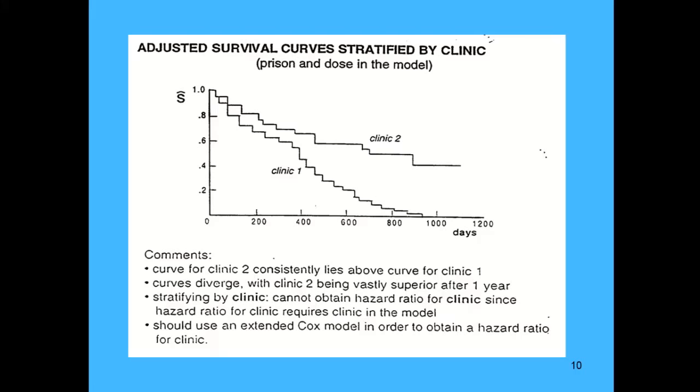So it doesn't automatically mean that just because a variable doesn't satisfy the proportional hazards assumption, you can't stratify on it and still get some meaningful information. I'm doing it, and I'm getting two survivor curves that don't allow me to get a hazard ratio, but at least it tells me something about how the two clinics are comparing. So that's the stratified Cox approach.